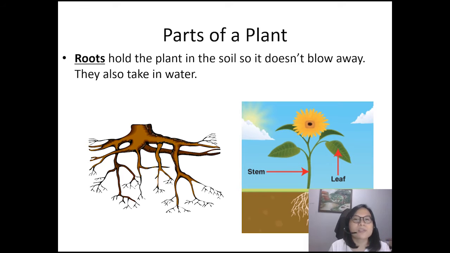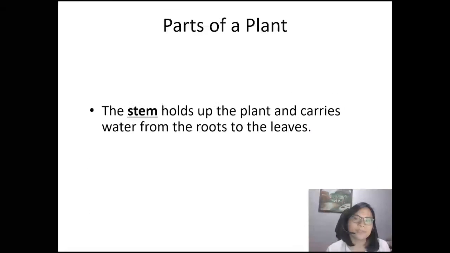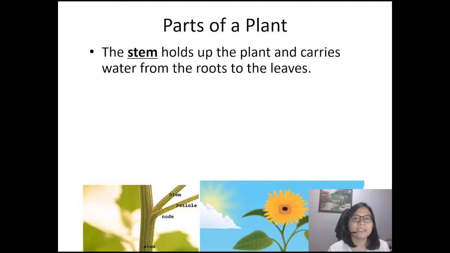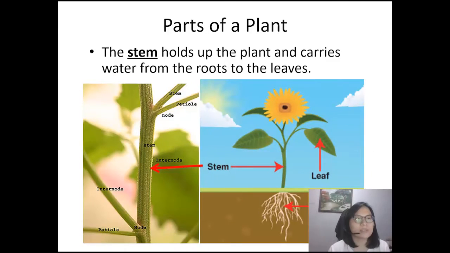Okay, so ang isa pang parte ng halaman that we would like to discuss for today is ang stem, or sa Tagalog, ang tinatawag nating tangkay. So what is the main function of the stem? So basically, it holds up the plant and carries water from the roots to the leaves. Aside from that, in this picture, you can actually find the stem between the roots o ang ugat sa Tagalog at ang leaf, which is ang dahon sa Tagalog. So this in the picture looks like a green straight line.